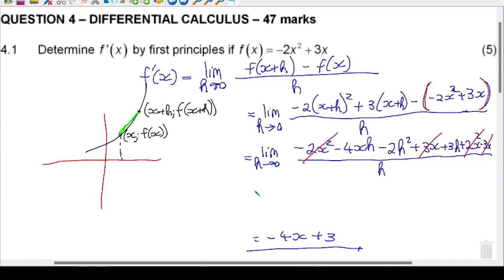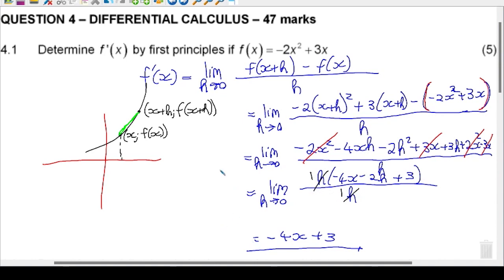Everything that's left now has got an h in, so what we're now going to do is factor out the h, all right? So limit as h tends to 0, take out an h, and inside we're going to get negative 4x minus 2h plus 3, over h. Because h is not 0, we can divide the top and the bottom by h.